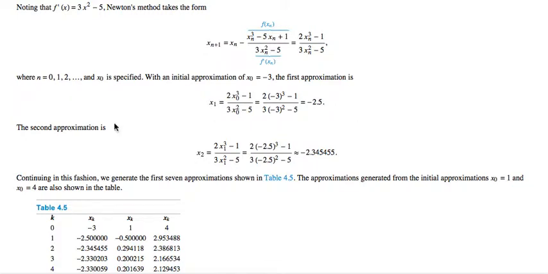So the second approximation takes the result of the first approximation and plugs it into the same formula. So here we have 2 times -2.5 to the third power minus 1 over 3 times -2.5 squared minus 5, and that gives us an approximation of -2.345455.